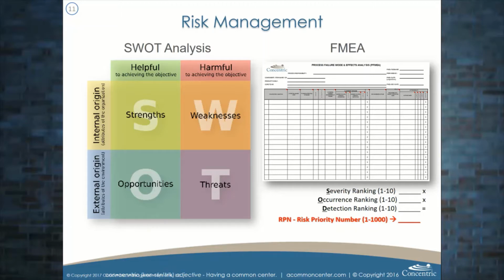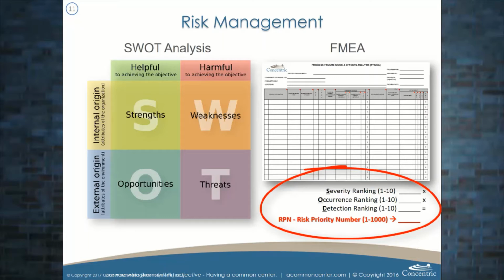SWOT analysis is a very, very simple tool to use versus FMEA, which is failure modes and effects analysis, which is much more difficult to use. It's a great, great tool, but it's certainly a lot more complex. The idea, in short, of the FMEA is to rank from 1 to 10 the severity, how severe is the issue as it relates internally or to the customer, the occurrence ranking, how likely is it this failure to occur, and detection. What is the risk ranking from 1 to 10 associated with detection?